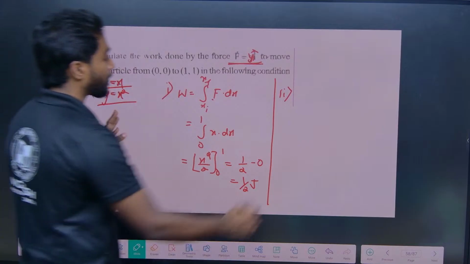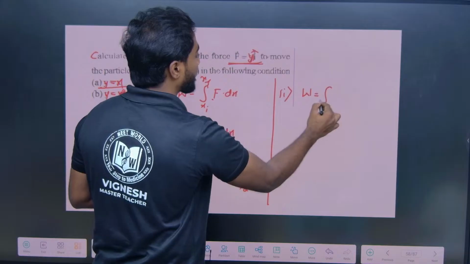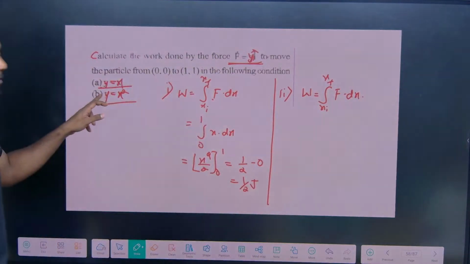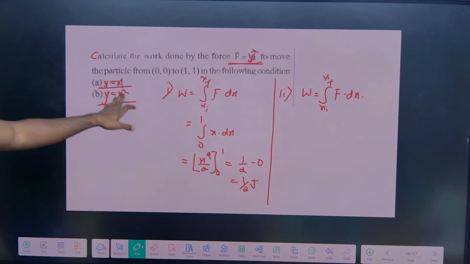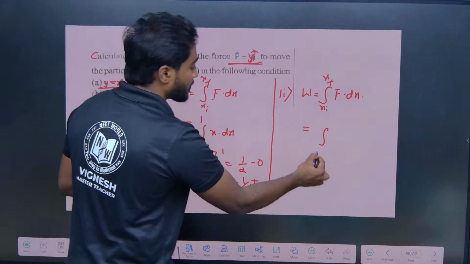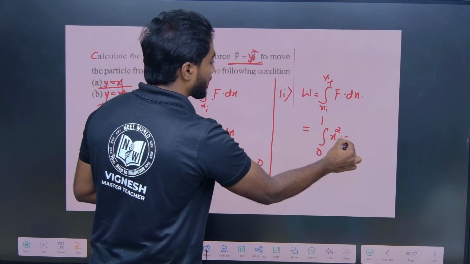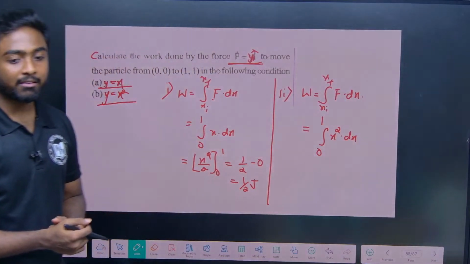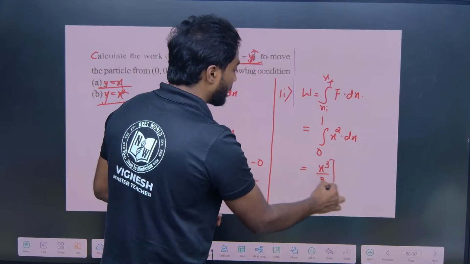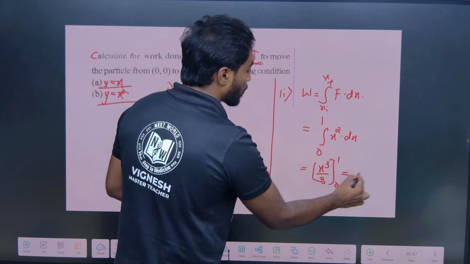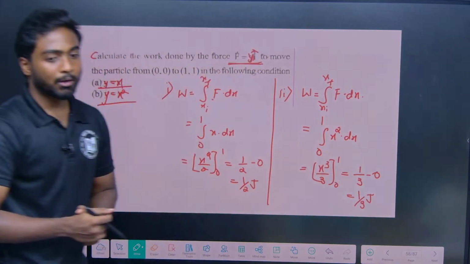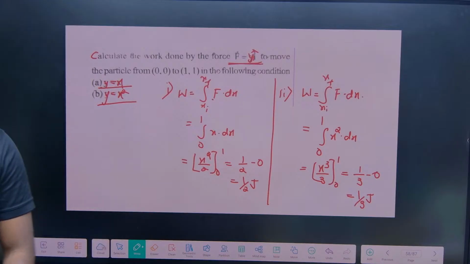Okay, we will find it. Work done equals the integral from x initial to x final of F dot dx. What is y now? y equals x square. So from 0 to 1, x square dx. If I integrate this, x cube by 3 from 0 to 1. So 1 by 3 minus 0, which is nothing but 1 by 3 joules. You can take a note of this.